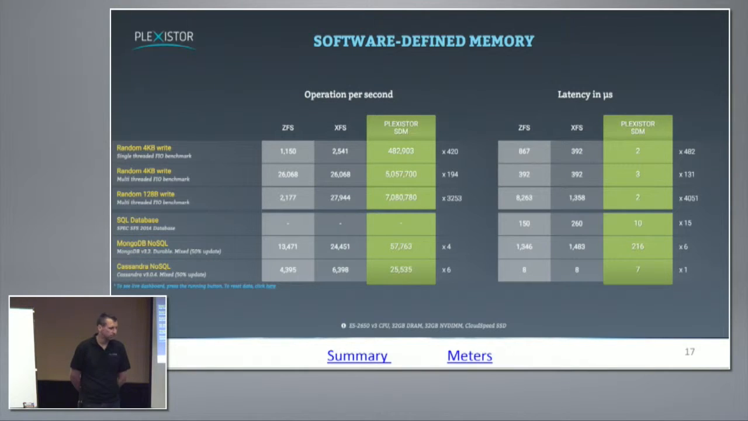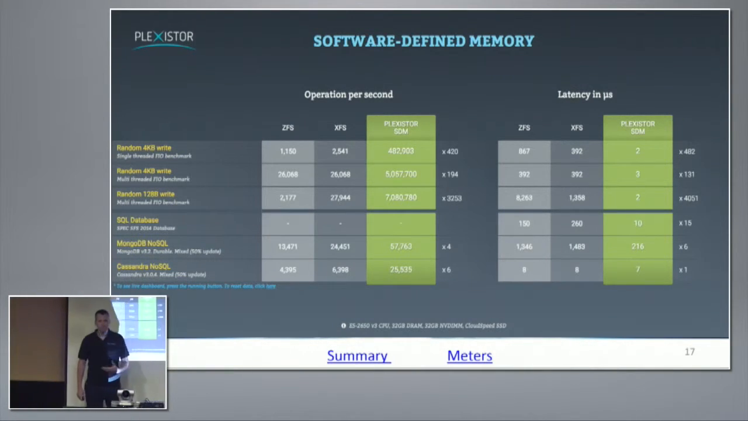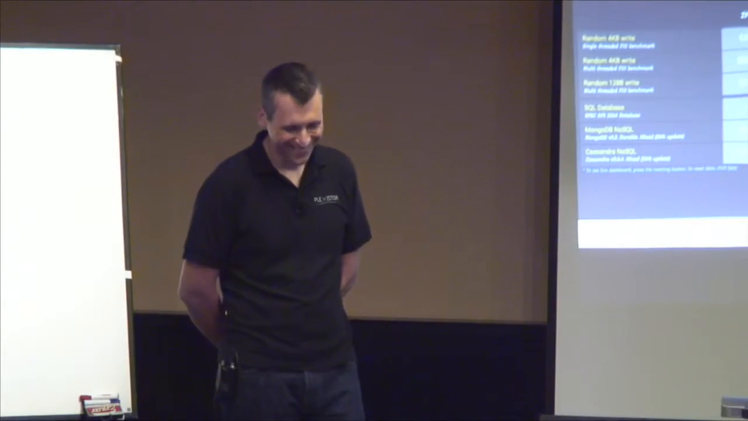Everything's right. It's 420 times more than you can get with ZFS, for example. And at the same time, it's 480 times faster, each one of them. So really two to three orders of magnitude better than what you can have with current file systems, with current hardware as well.